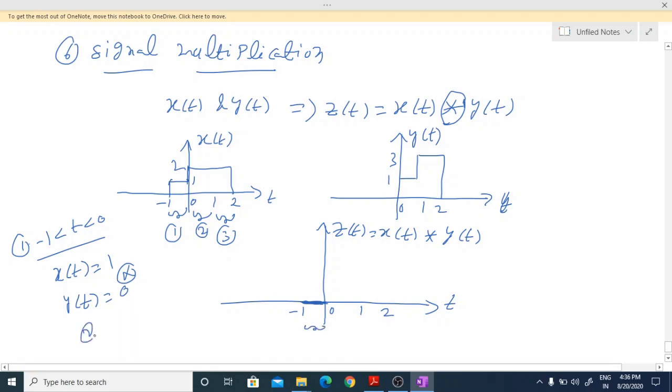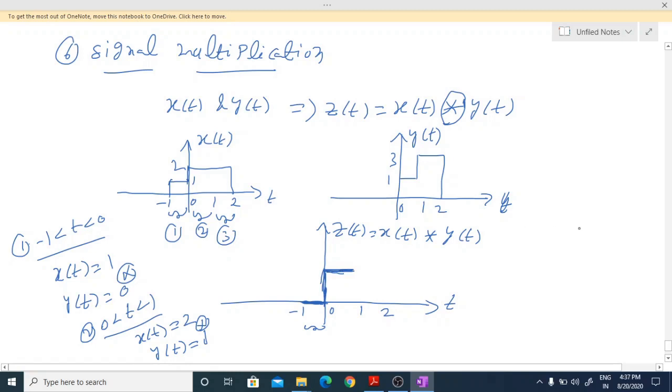Next, in the second region, t is in between 0 to 1. In the 0 to 1 region, the x of t signal amplitude is equal to 2 and the y of t signal amplitude is equal to 1. If I multiply 2 into 1, then what is the amplitude? 2 only. So we draw the amplitude in between 0 to 1 in z of t as 2 only.